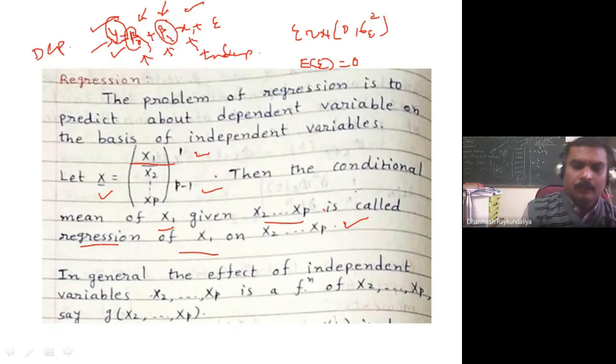Okay? So in general, suppose we say that here you can see, what is the relation between y and x? It is linear in parameters, because what is the power of beta 0? It is 1. Power of beta 1 is 1. So we can say the relation between y and x is linear in parameters.